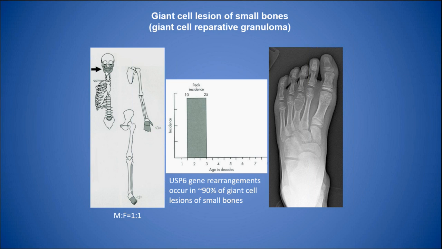So that basically has led to separation of these lesions, and now these small bone lesions are considered to be more within the spectrum of aneurysmal bone cyst, which is a USP6-rearranged tumor. Very common in young adults, between 10 and 25, but they can occur at any age.